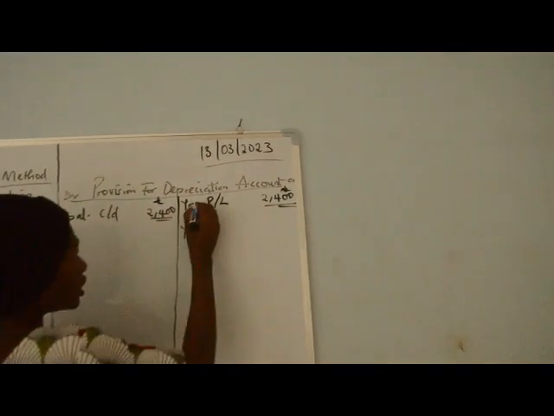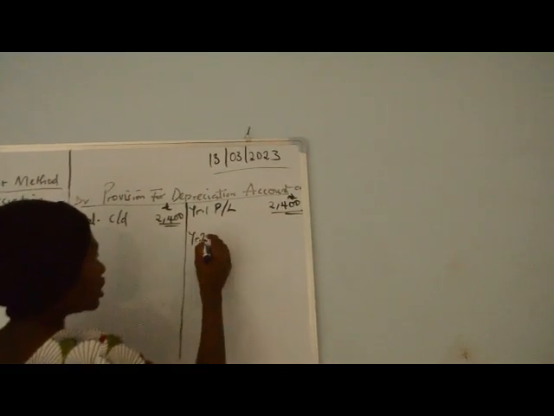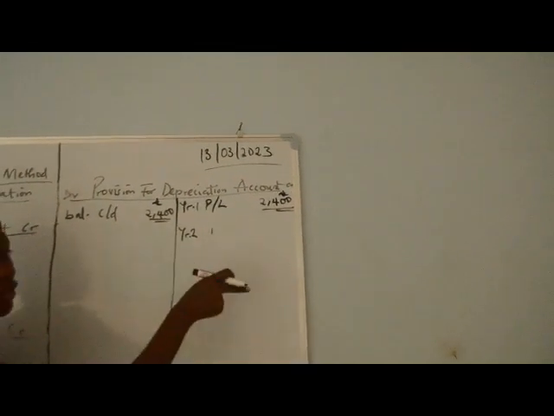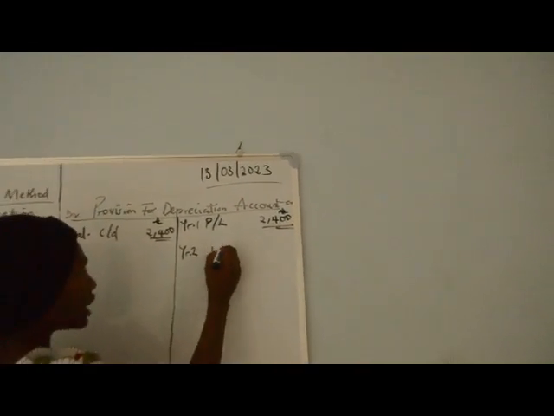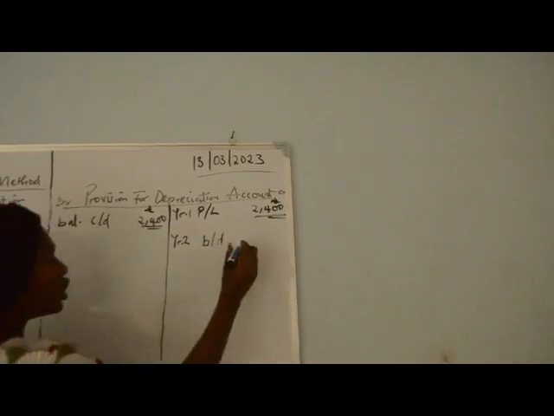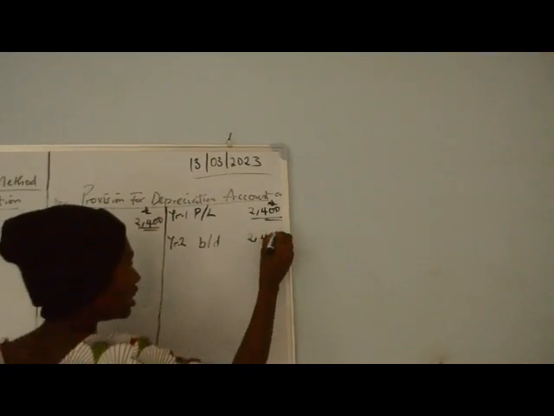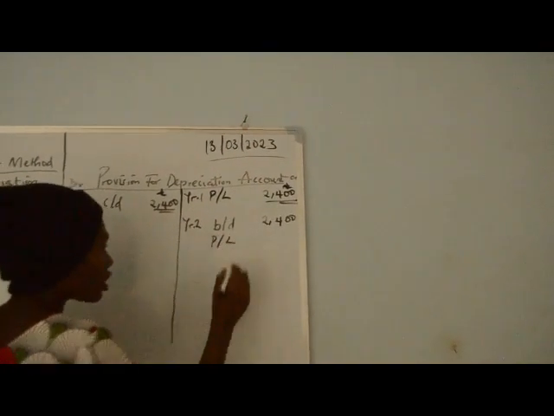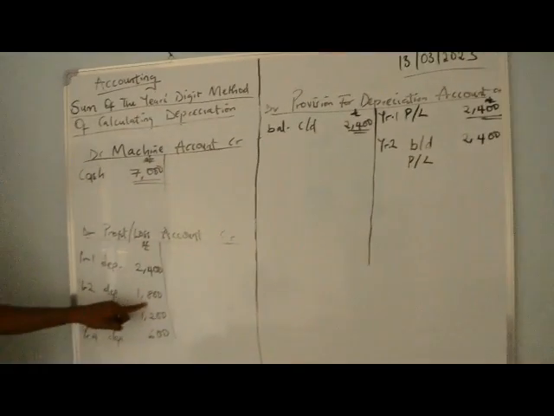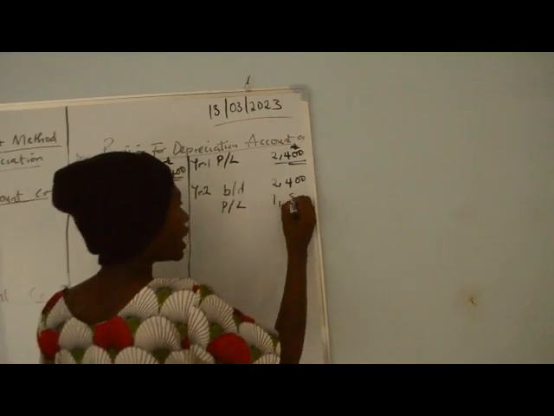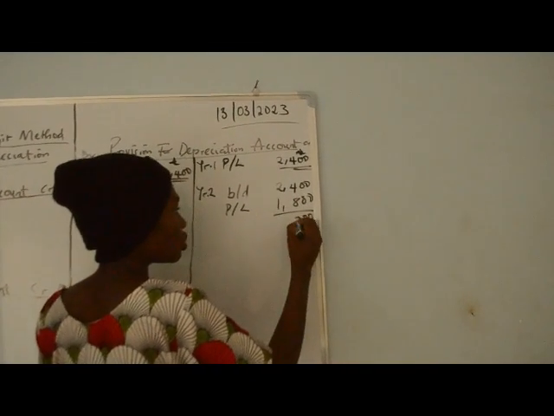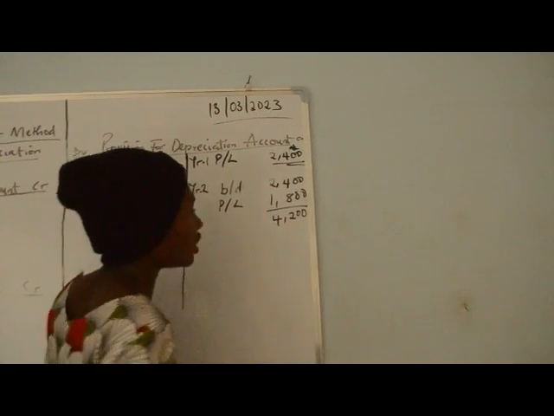Now the second year. From our balance carry down, we'll be bringing it forward for the second year. That will be our balance brought down, 2,400 naira. Then that same second year, our profit or loss is 1,800 naira. So another income came in this year. If you total this, 2,400 and 1,800, that's 4,200 naira.